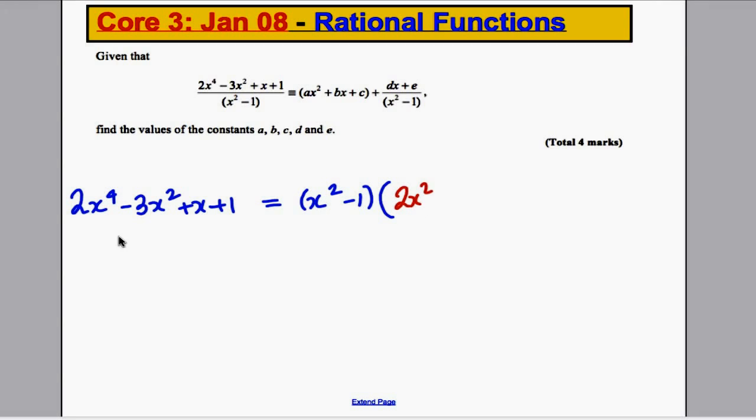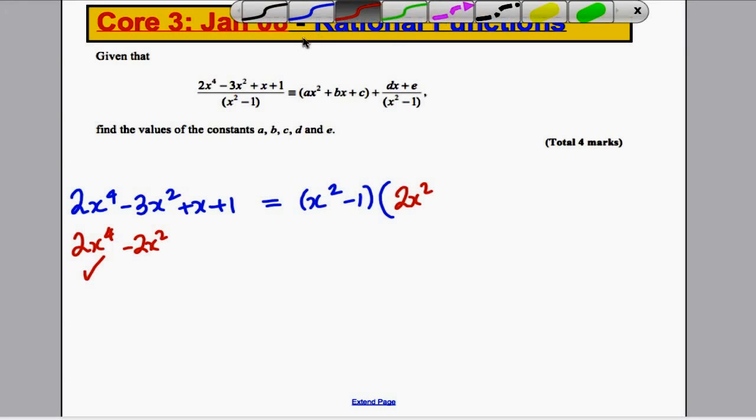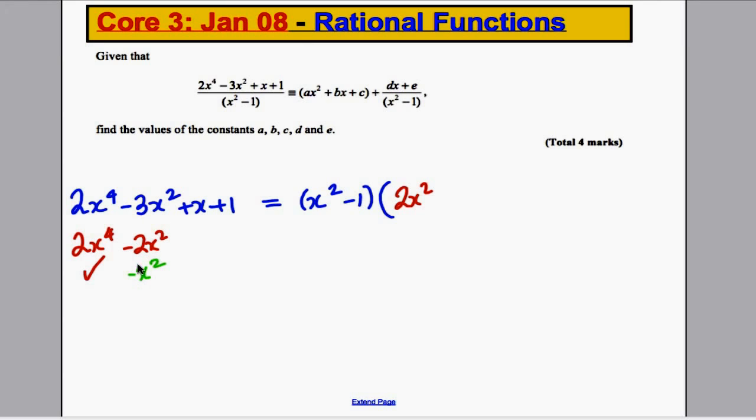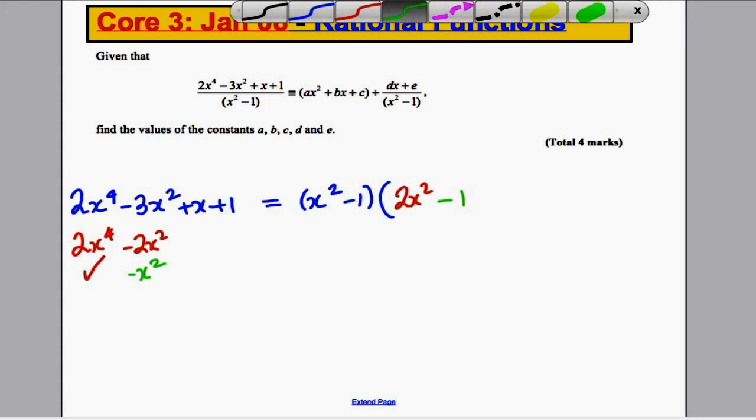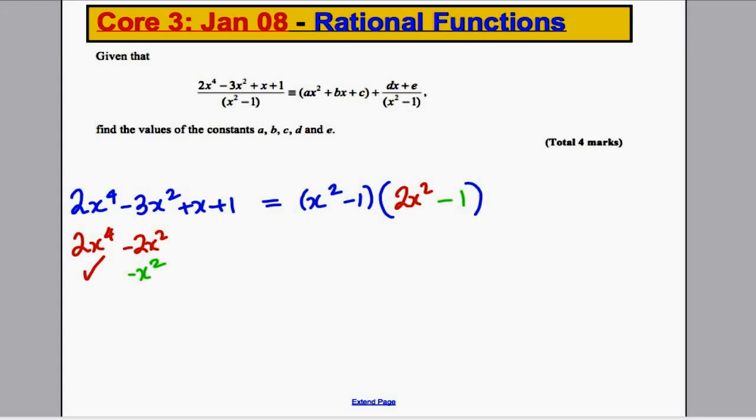2x², obviously. And that would give me my 2x⁴, and I've totally sorted that power out. But it creates for me a negative 2x². I don't want negative 2x², I want negative 3x². So I'm going to have to create another negative x². How do I do that here? What needs going here to multiply by x² to give me the negative x² I want? Negative 1. And then you can close your bracket because I've gone down to the lowest power, a number.